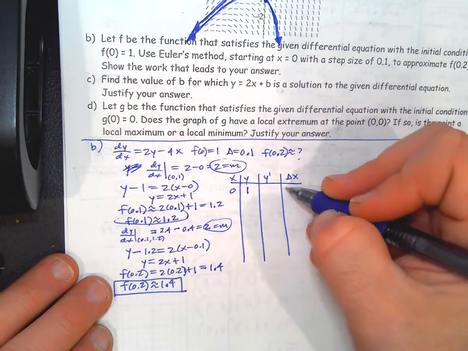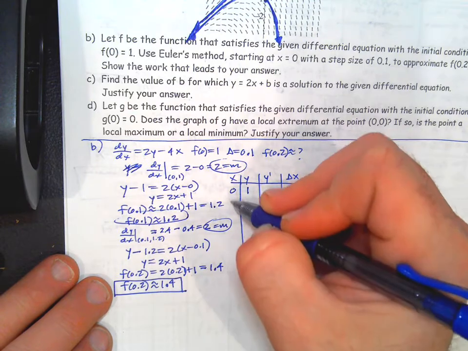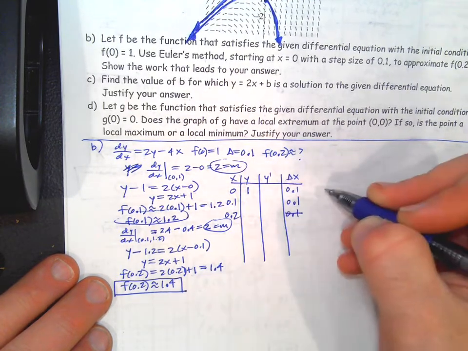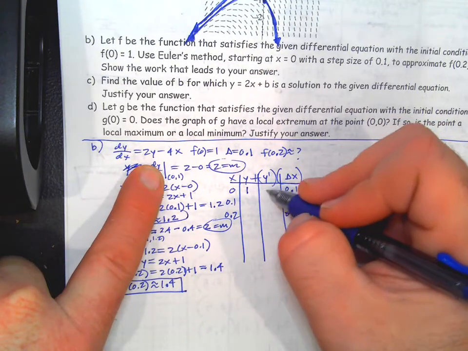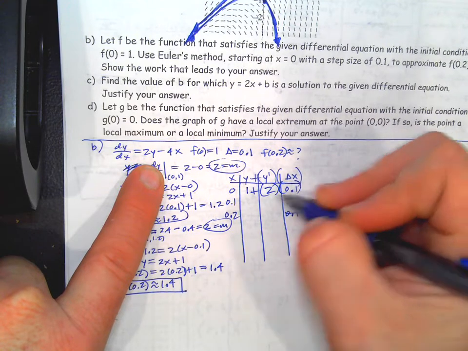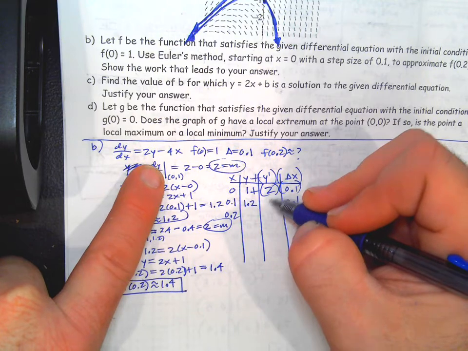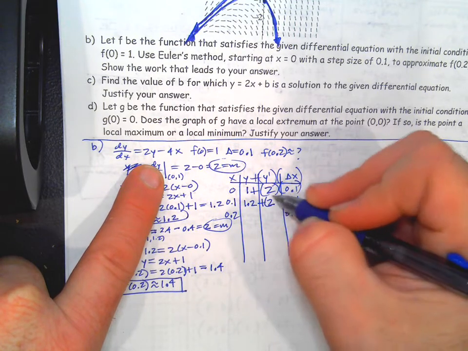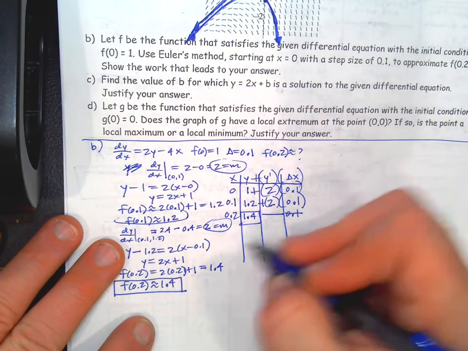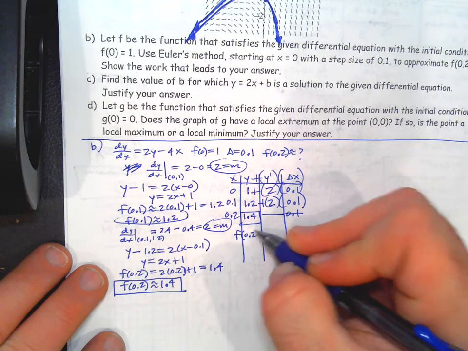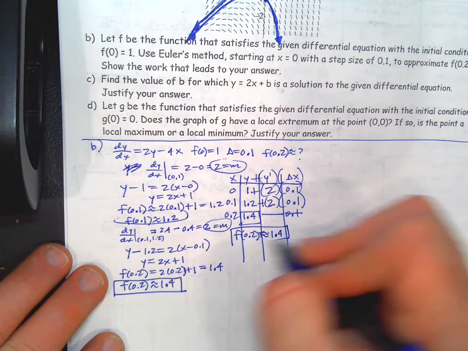In the table, x is 0, 0.1, 0.2, and y is 1, 1.2, and then 1.4, with step size 0.1: this plus this times this. So y prime is 2. This plus this times that is going to be 1.2. You've got to plug these in. You're going to get 2.4 minus 0.4, which is 2. This plus this times this is going to be 1.4. And that's your answer. Now, I still want the answer written nicely. f of 0.2 is approximately 1.4; approximately is the most appropriate symbol to use.